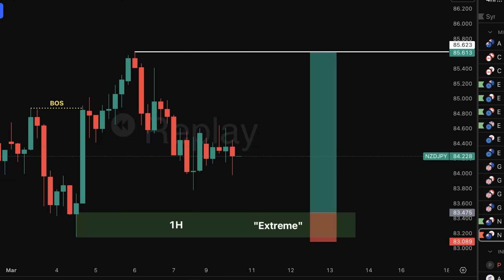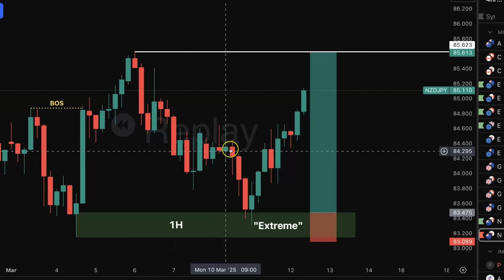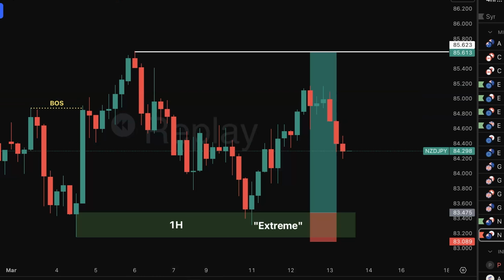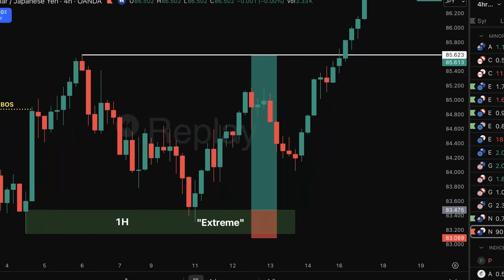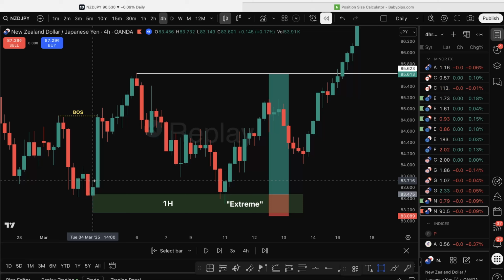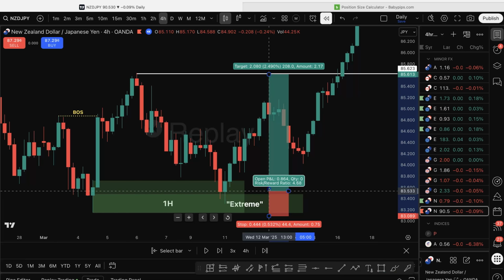Okay, now let's see how this market runs out. See, we get that push down into that extreme zone, and then the market pushes up and makes its new high, which would fill our trade target. And just to show you, if we were working with the 4-hour zone, well, the high of the zone would be here, the low of the zone would be there. So a position would look like this.